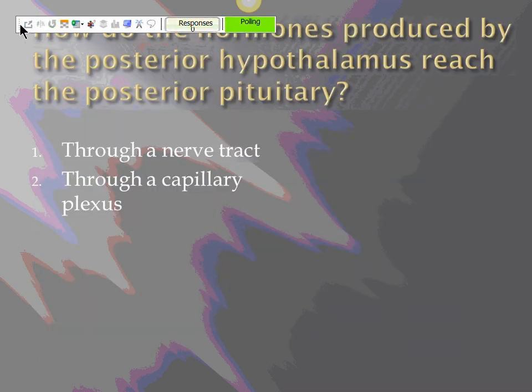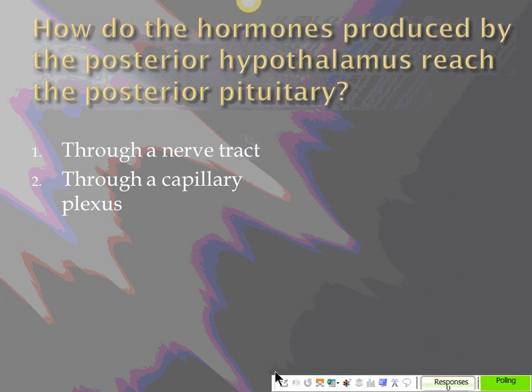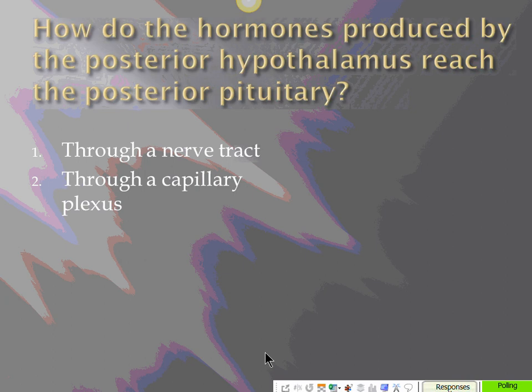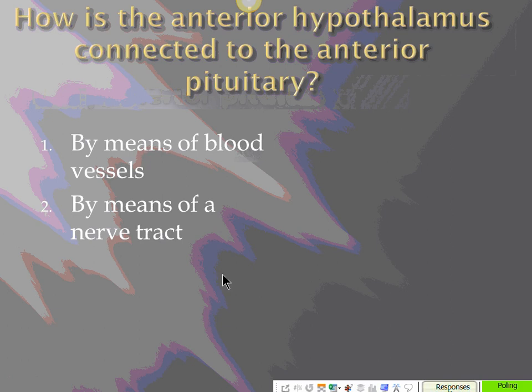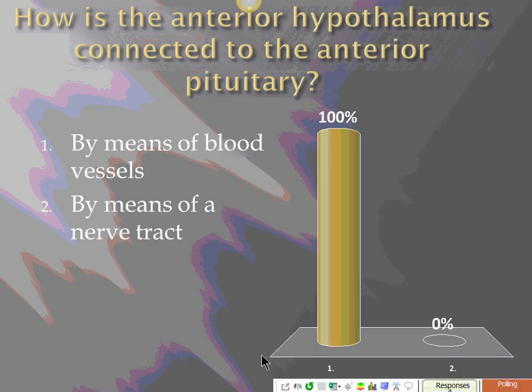So let's look at this. How are hormones produced in the posterior hypothalamus? How do they reach the posterior pituitary? Very good. Through a nerve tract. And how is the anterior hypothalamus connected to the anterior pituitary? By means of blood vessels, the hypothalamic hypophyseal portal system.